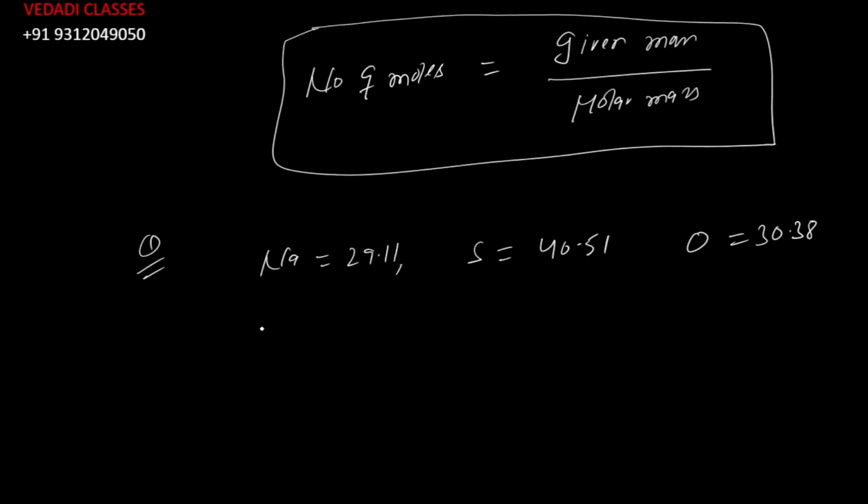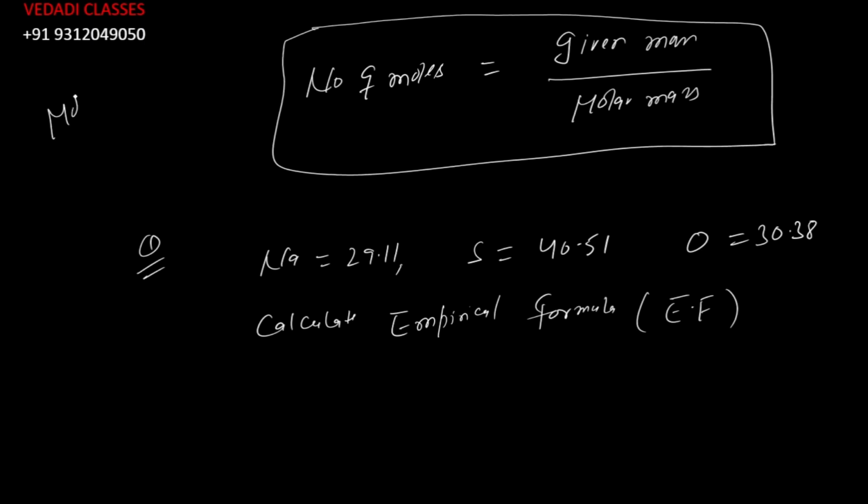What do you have to calculate? The question is asking to calculate the empirical formula. Sometimes we write it as EF, empirical formula, and the molecular formula can be written as MF. So you should keep in mind that whenever we use the terms EF and MF, they mean empirical formula and molecular formula.